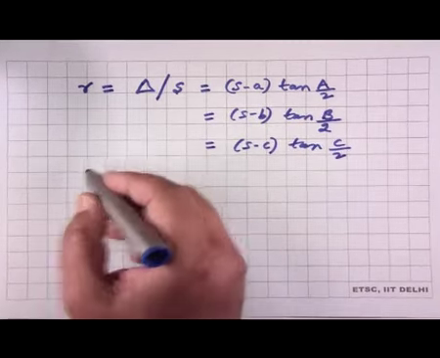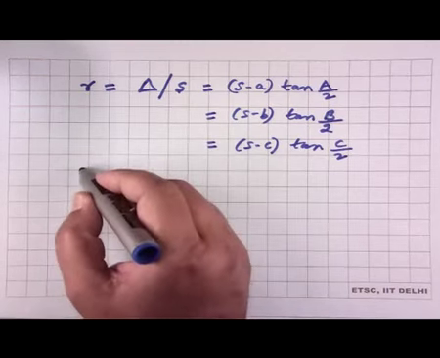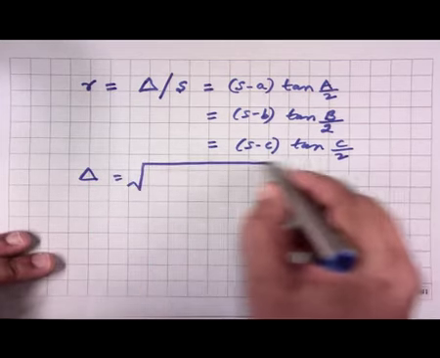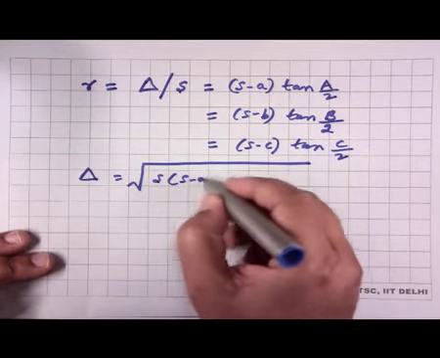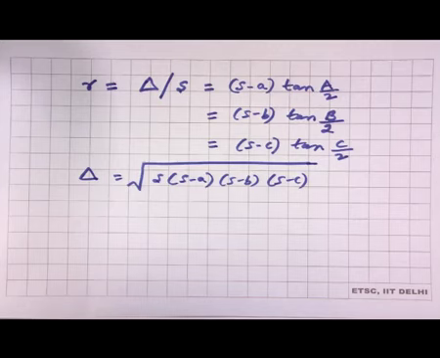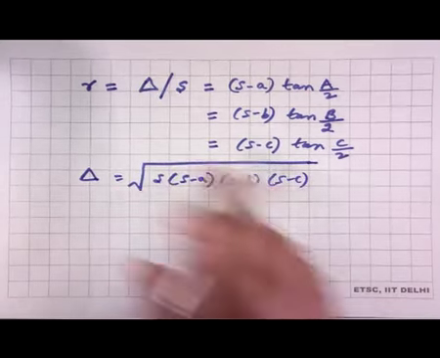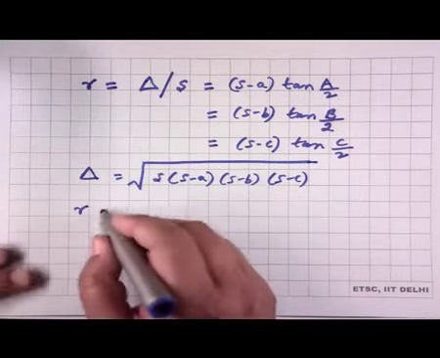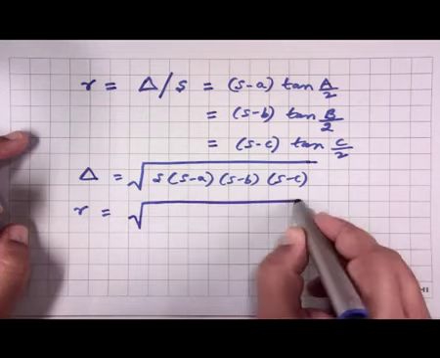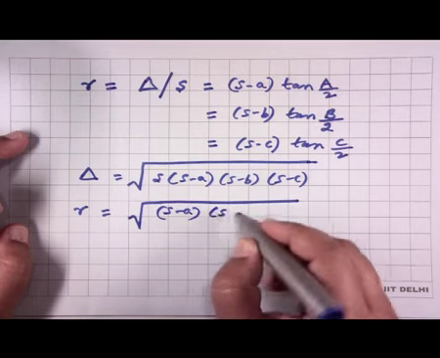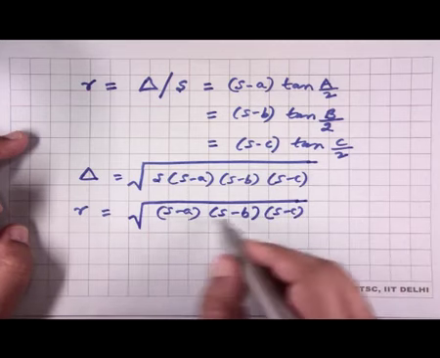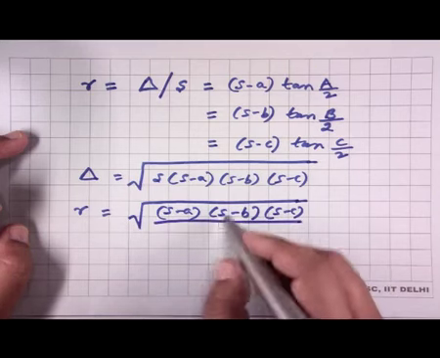So, to show this, we realize that from the Hero's formula, the area of a triangle equals square root of S into S minus A into S minus B into S minus C. If we use this expression here, we have r equal to, so we divide this by s, we then get r equals square root of s minus a into s minus b into s minus c upon s.